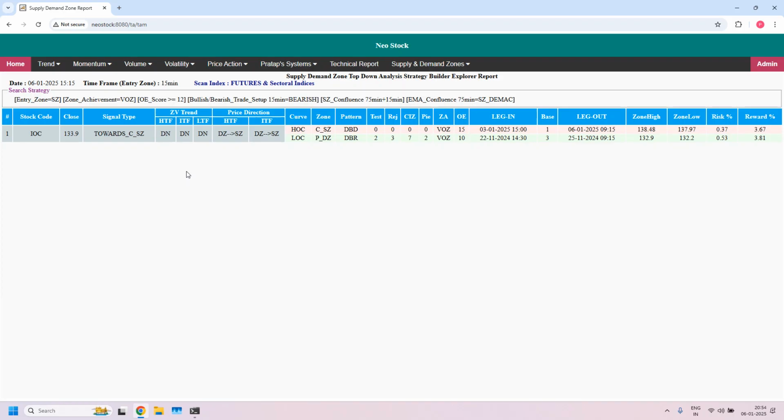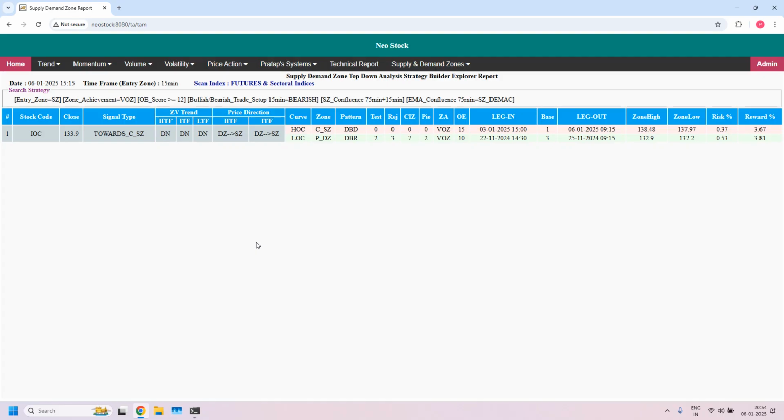Okay, this is about bearish trade setup, daily income trade, LTF, ITF and daily EMA confluence for the 75 minutes, because the 15-minute zone is part of the 75-minute zone in this stock. And that 75-minute zone is having daily EMA confluence.